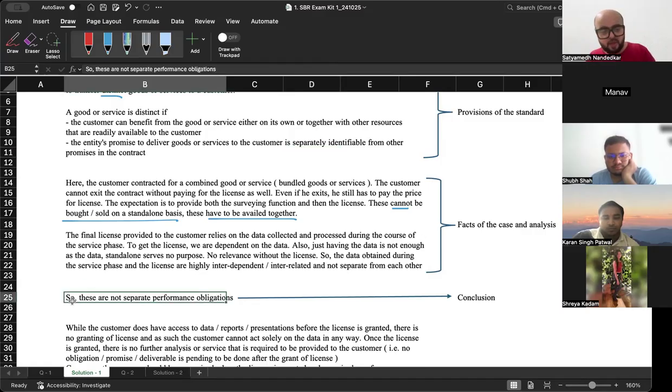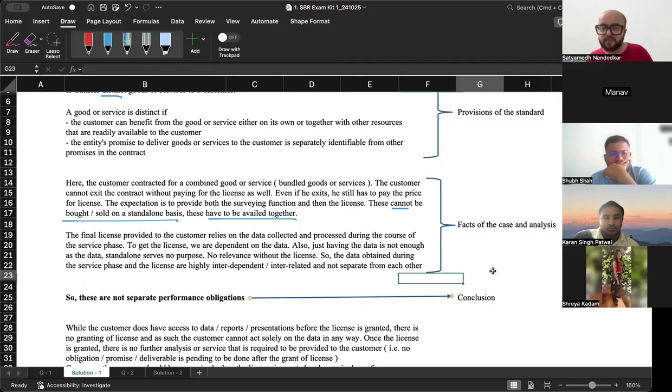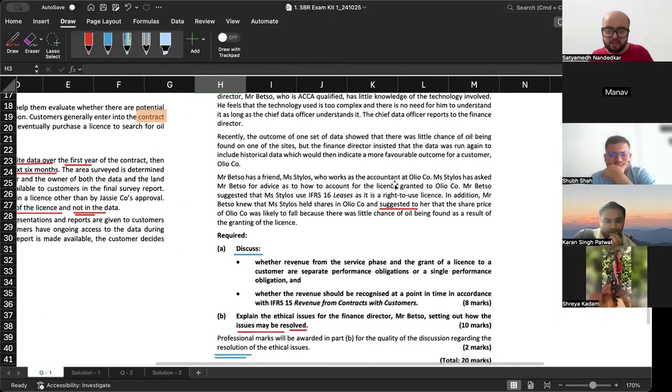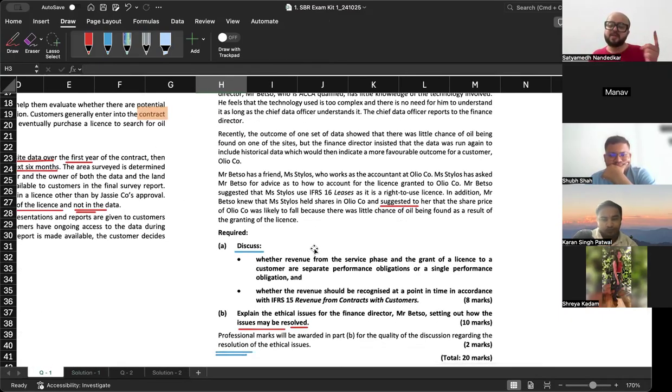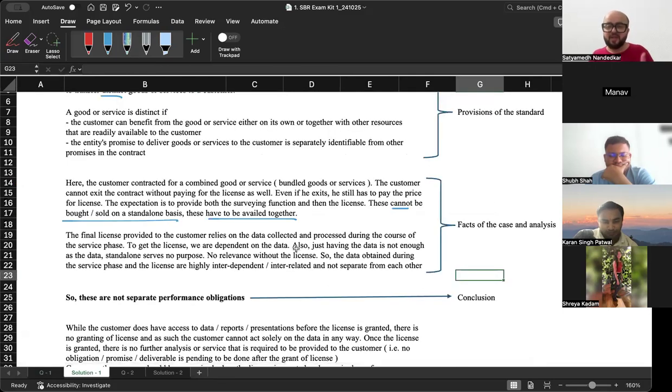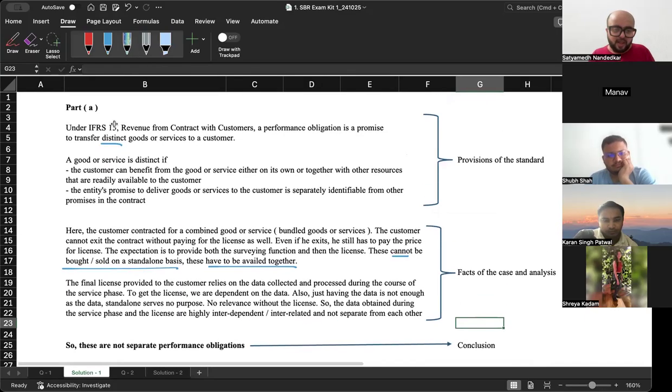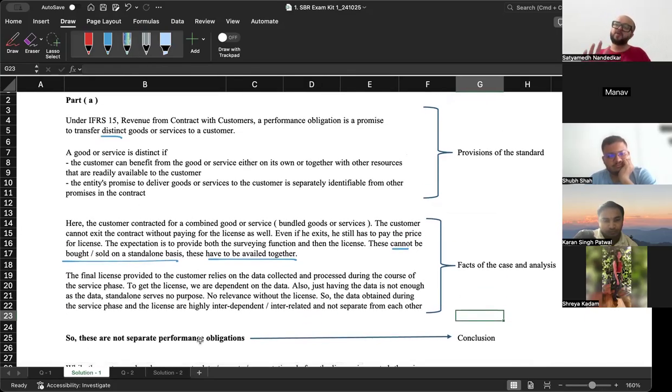Conclude that separately. So these are not separate performance obligations. The conclusion carries marks. If you don't write this part separately, see, question में क्या पूछा है? They have asked you discuss whether it is a separate performance obligation or a single performance obligation. तो लिखना चाहिए ना. If they have asked you whether it is separate or not, writing all of this but not writing this means you are losing one full mark. So make sure that you conclude on every answer. ठीक है. For that, reading the requirement is very important. एक बार go through this from under IFRS 15 to here. एक बार पढ़ो इसको.